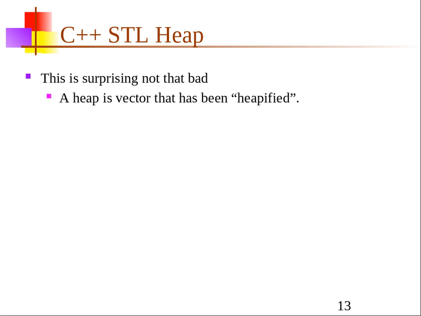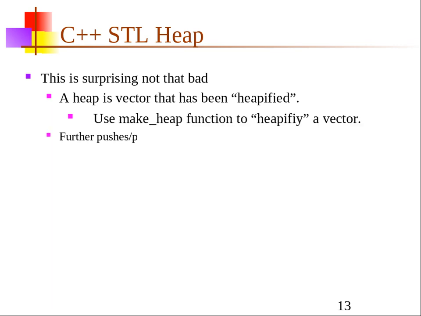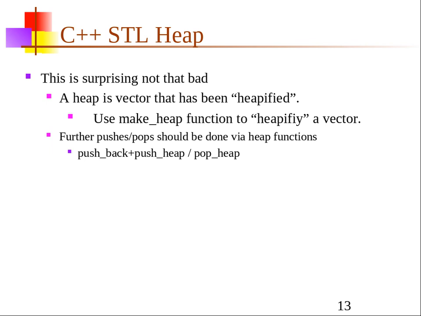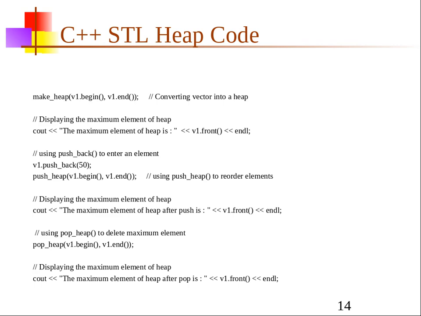A heap is a vector that has been heapified. I don't know why that's their term. What's nice is you use the make_heap function to heapify a vector, and then further pushes and pops are done via heap functions. So push is push_back plus push_heap, and then pop is actually pop_heap. It's a little tricky because you have to keep in mind that pushing is really two function calls, not one. But besides that, it's pretty much the same.